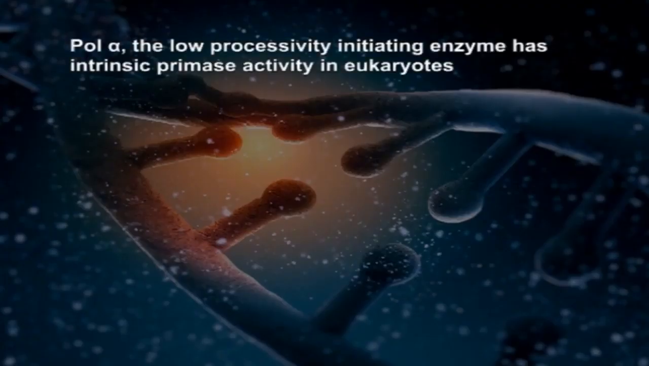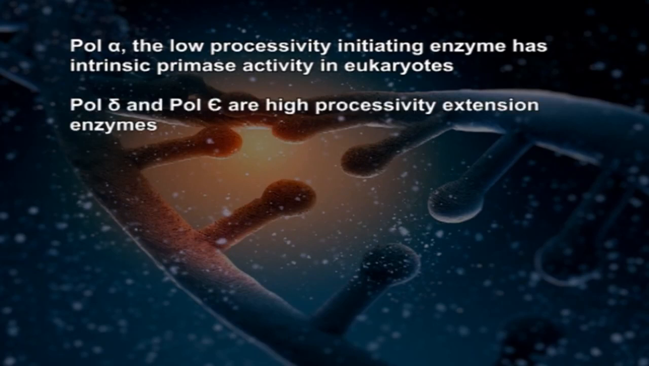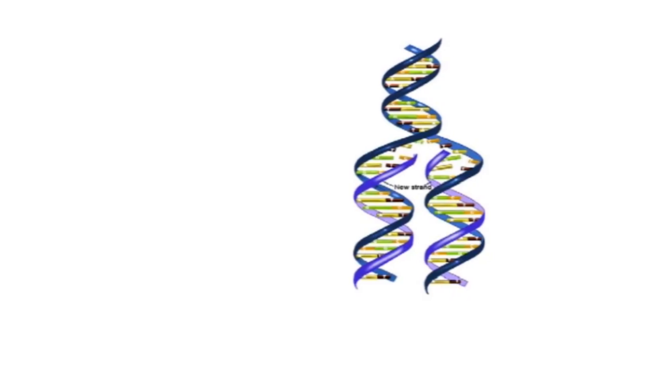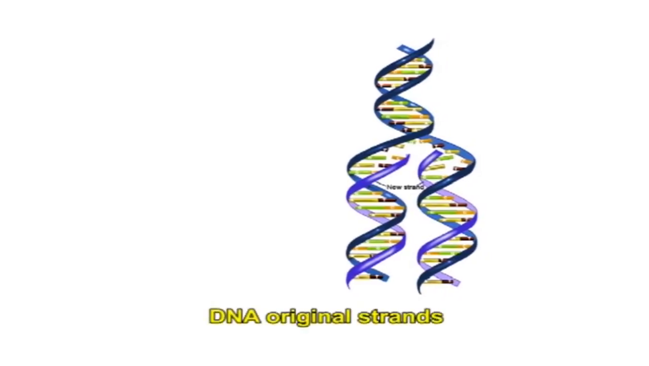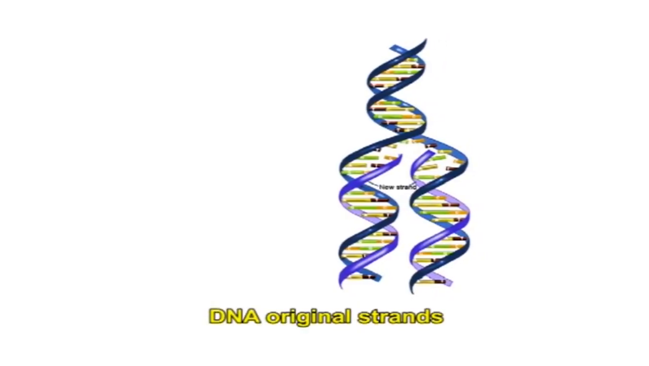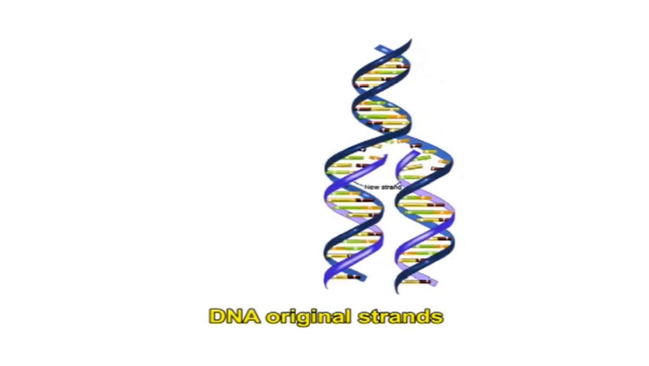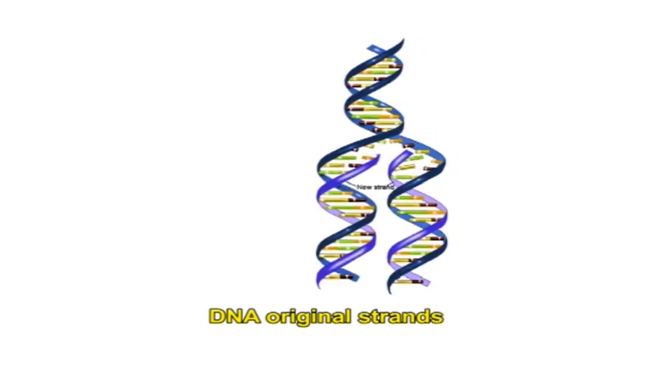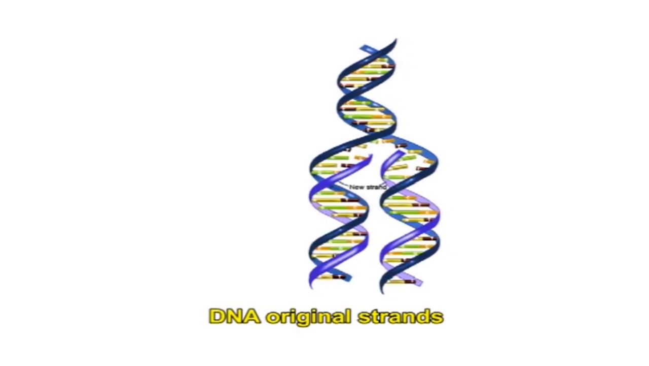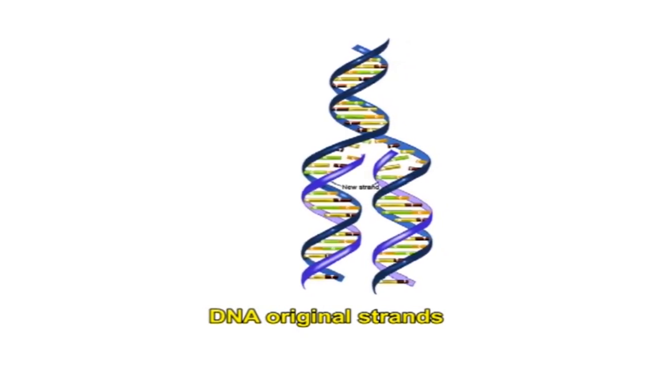Pol alpha, the low processivity initiating enzyme, has intrinsic primase activity in eukaryotes. Pol delta and pol epsilon are high processivity extension enzymes. During the DNA synthesis, the original DNA strands continue to unwind at the bubble on each side. This forms the replication forks with two projections or prongs.